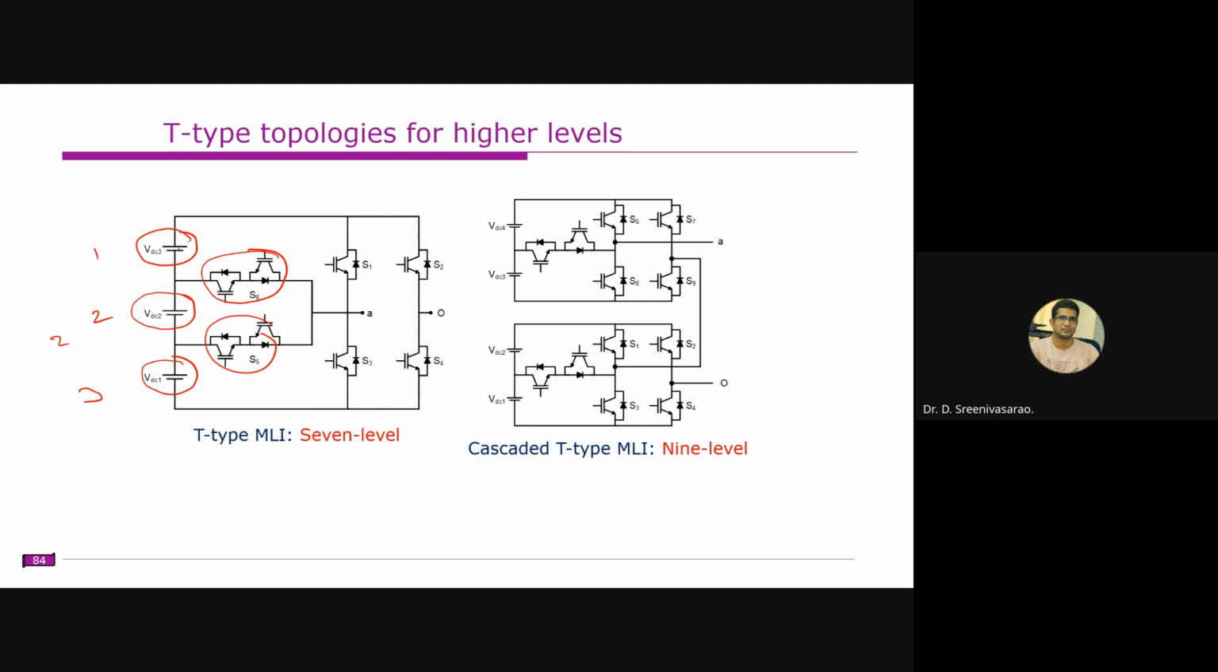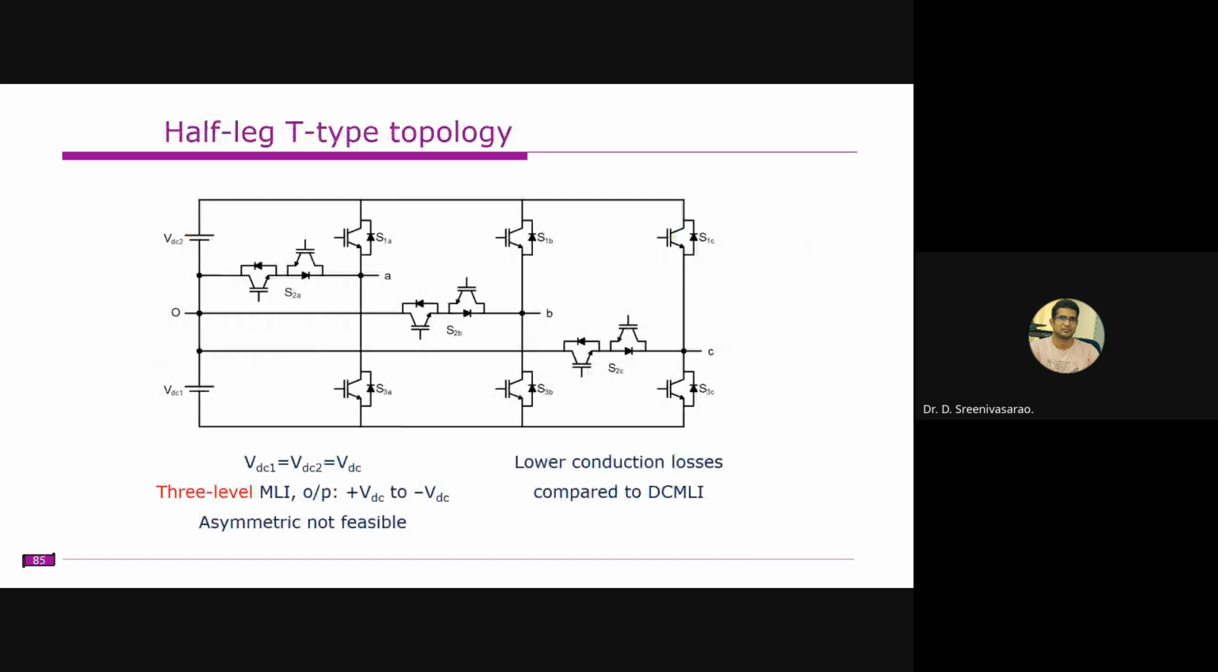The other, simplest way is cascading. So this is one module and this is another module, and we have cascaded them. This will produce 5 levels and this produces 5 levels. So combining this, it produces the 9 level voltage. So for every topology, there are two ways to increase the number of levels. The first way is cascading. The second way is to increase the number of DC sources in one unit. This thing we already discussed.